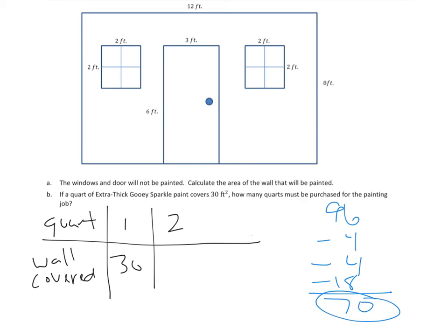If they did 2, it would be 60 square feet covered. So that still wouldn't be enough. So you need to buy that third quart, which would cover 90 square feet. You can't buy like a tenth of a quart. You need to buy a whole paint can. So you need to buy 3 quarts. So the answer they're looking for in part B is that 3 quarts must be purchased for the painting. So answer A is 70, answer B is 3.